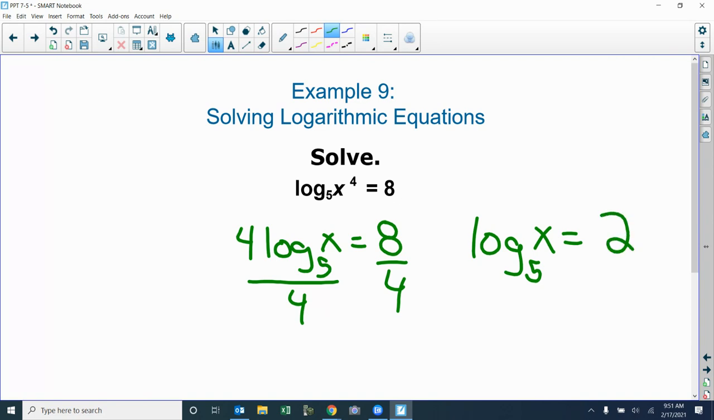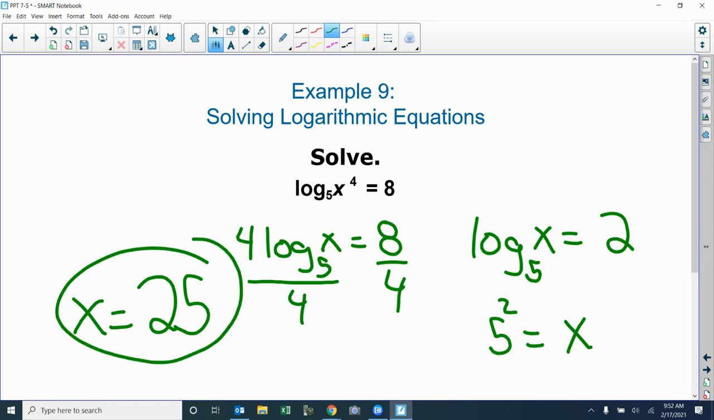You still in there? Write it in exponential. What would it be? My base 5 to the second equals x. And now I think I know what it is. X is equal to 25. How we doing? We could check this one too. It does work. Doesn't make a negative log.